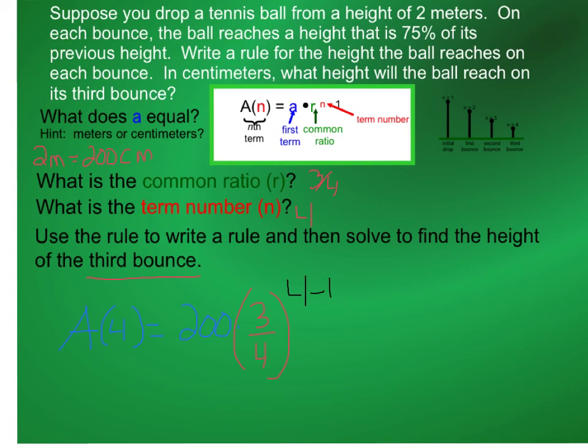So now all I have to do is use a calculator and answer the question. So I'm going to do 0.75, 3/4, to the third power, 4 minus 1, and multiply that by 200. Here's what I get. What I get when I multiply is 84.375 centimeters. So it started off at 200 centimeters, and after 4 drops, in the third bounce, it's only at a height of 84.